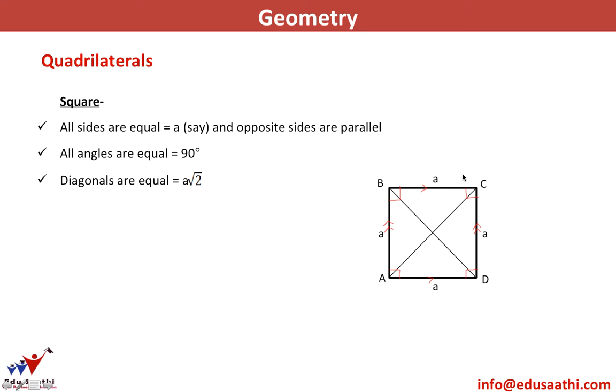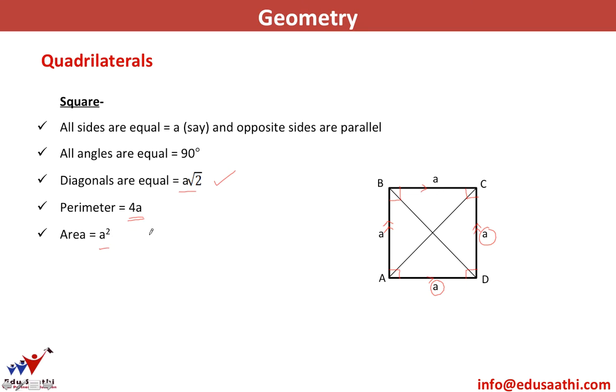Both the diagonals AC and BD are also equal in length, and the length of each diagonal is a root 2. You can apply Pythagoras Theorem here. A square plus A square, that is 2A square, the root of it will be equal to AC. So it is A root 2, which is the diagonal of a square. The perimeter of a square is given by 4A, 4 times the side length. And the area of a square is given as A square.